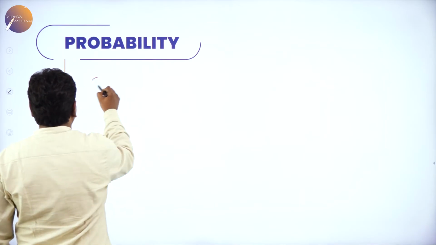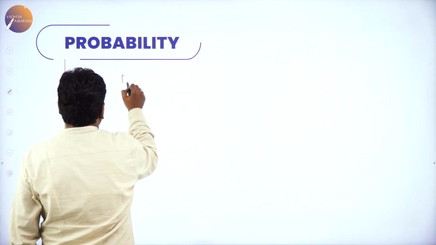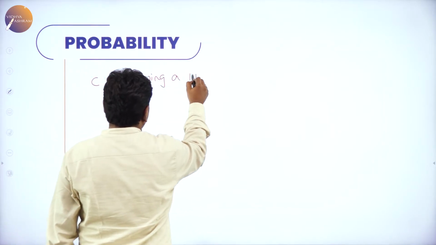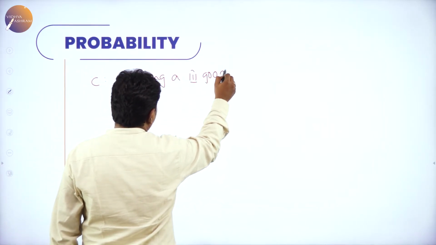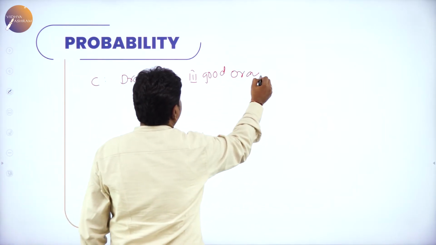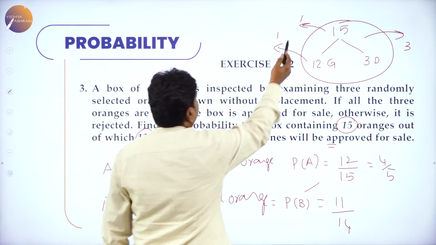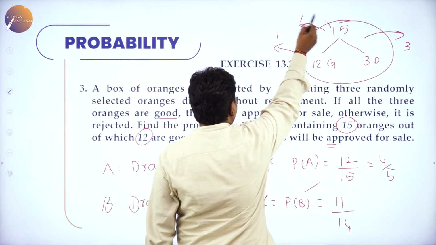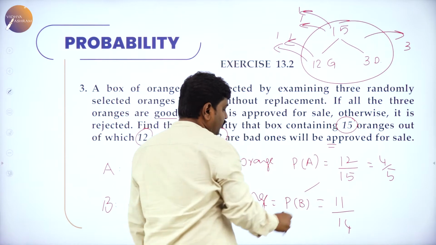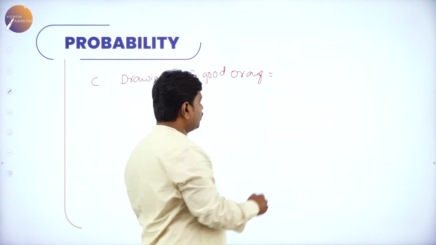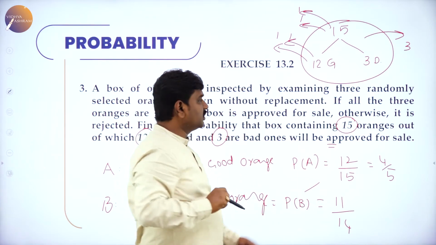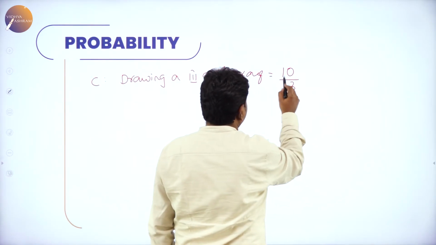And event C, let us define: drawing a third good orange. The number of good oranges left divided by the total number of oranges. So dear students, already you have taken 1, and now you have taken 2 also. Earlier the number of good oranges was 11, now it will become 10, one less. And the total number of oranges will be less by 1, that will become 13. So 10 by 13.